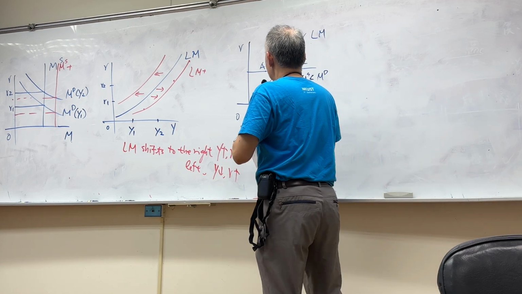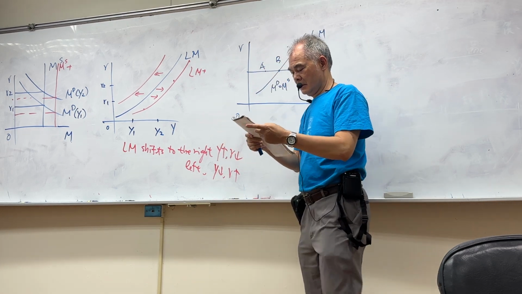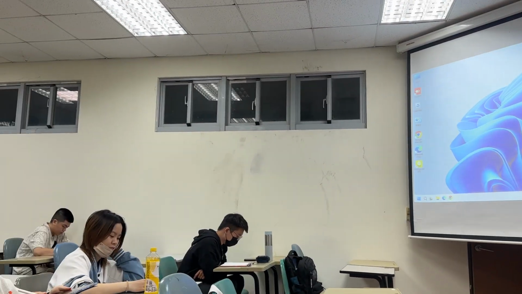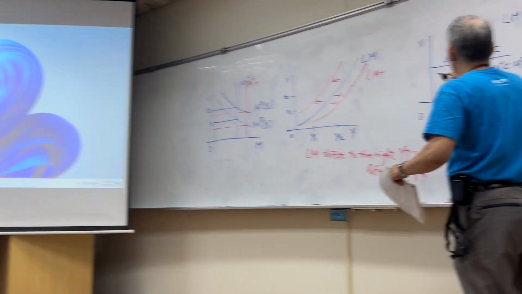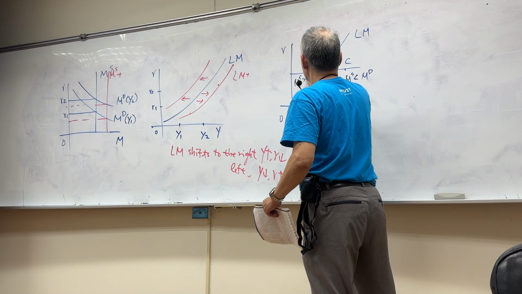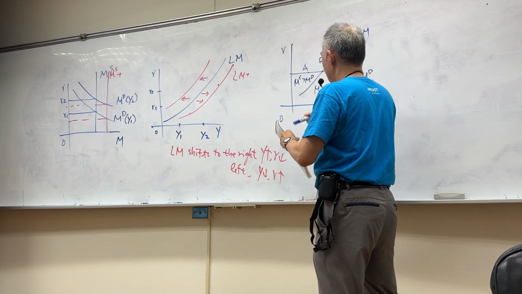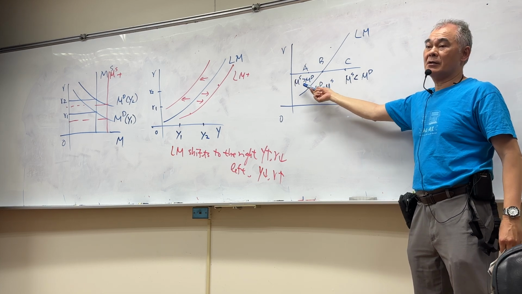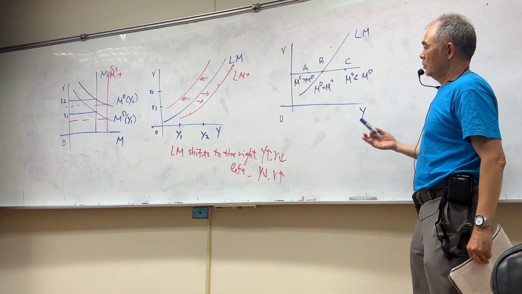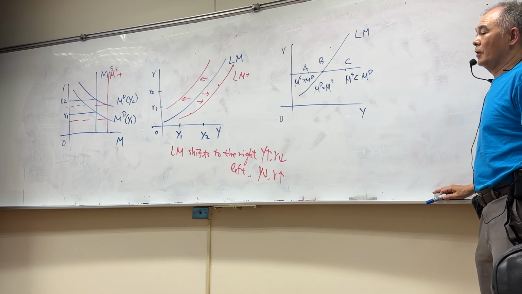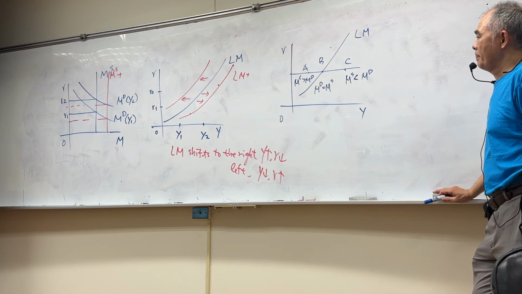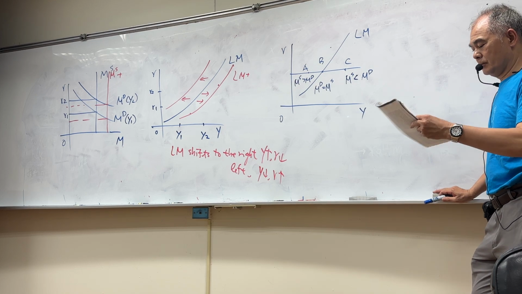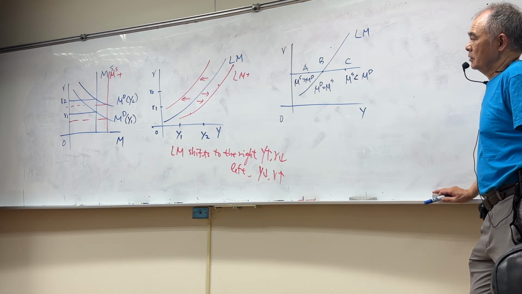And what about here? A. MS greater than MD, because it has lower income, so money demand is lower. So what would be the direction of change?